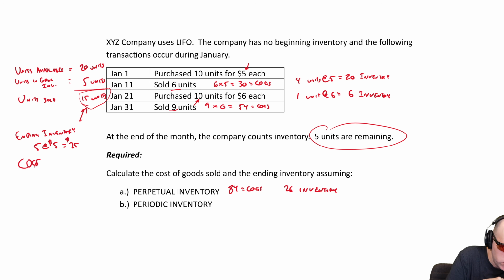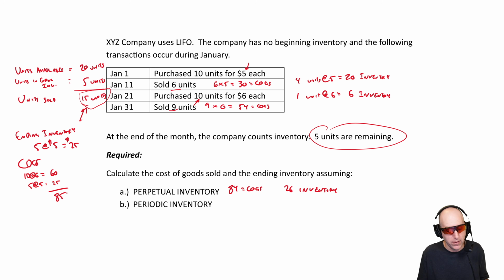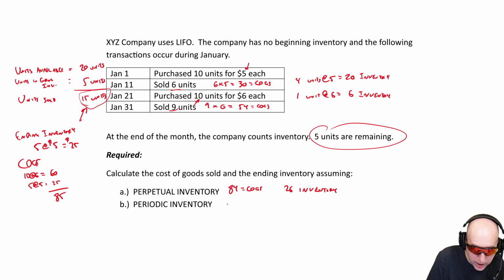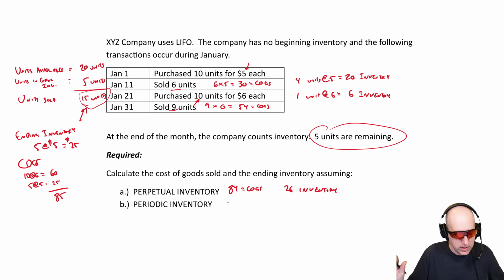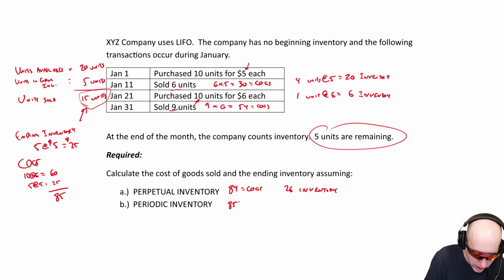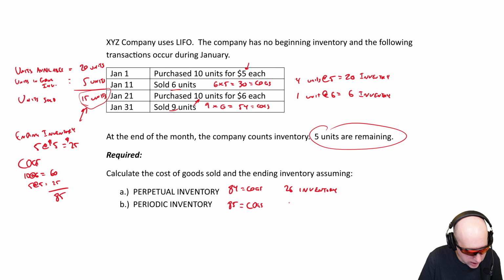My cost of goods sold, I assume I sold all the newest stuff. So I sold 15 units, 10 at $6. 10 at 6 is 60, and I sold 5 at 5 for 25. So my cost of goods sold is 85. Now I hope you're seeing that they're different, and this is a tiny difference. It can be a very significant difference, the difference between periodic and perpetual. My periodic COGS is $85, and my periodic ending inventory is $25.